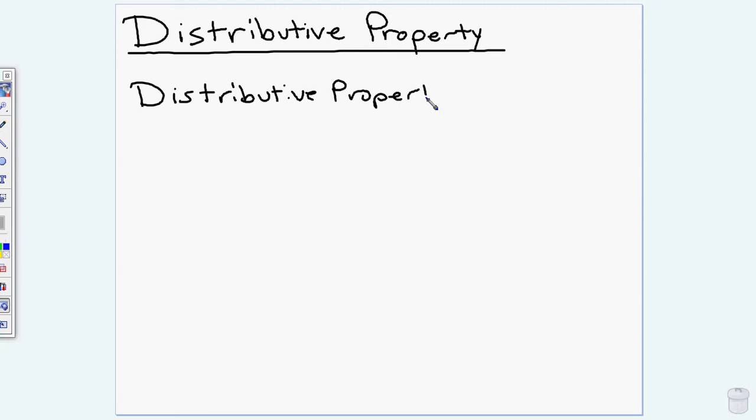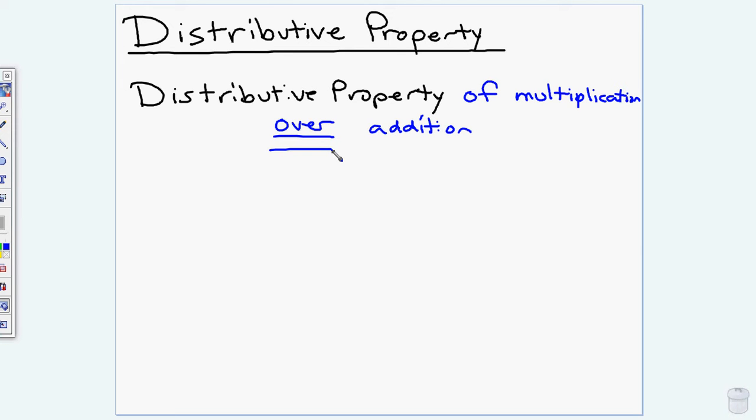The distributive property actually has another part to its name. The distributive property of multiplication over addition or subtraction. The distributive property of multiplication over addition. Now, what do we mean by this? It's very simple. Here's an example.